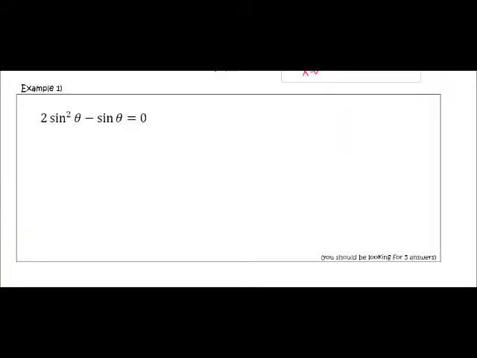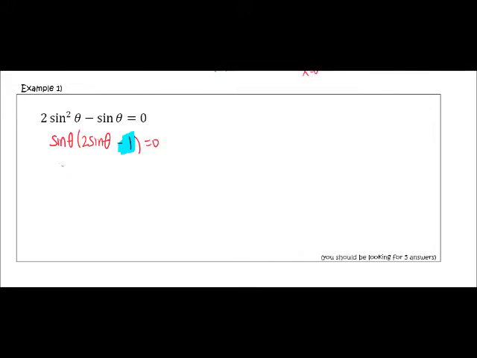The same is true of trig equations. If you look at example 1, we have 2 sine squared theta minus sine theta equals 0. I can think of something that can factor out of 2 sine squared and sine. The biggest thing that can is just a sine theta. If you factor or divide a sine theta out of both pieces, you're left with 2 sine theta minus 1 equals 0. This is the most common mistake. For some reason, people think sine divided by sine is nothing, but really anything divided by itself is 1.